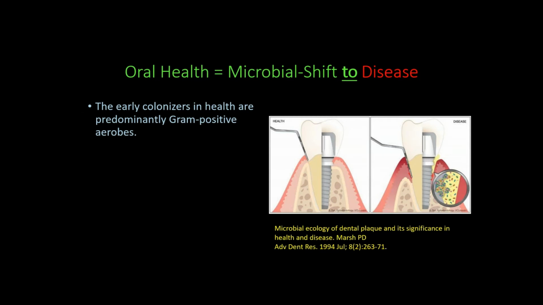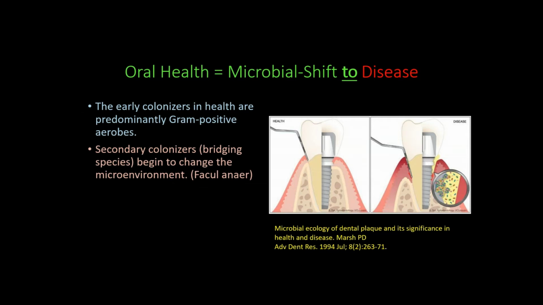Some of the initial work on this was done by Philip Marsh, and in his article back in 1994, he begins to show us how oral health becomes disease. The first colonizers that appear in the human mouth are gram-positive aerobes. Then, as they progress, you begin to get secondary colonizers, and these are going to be more of your facultative anaerobes, so that we can begin to understand this.